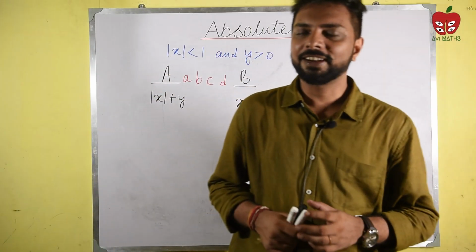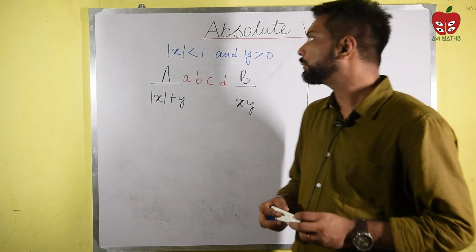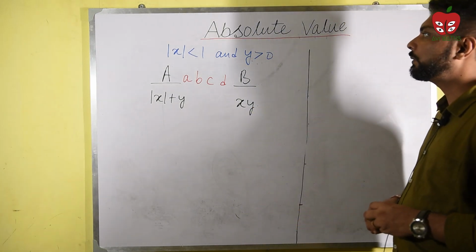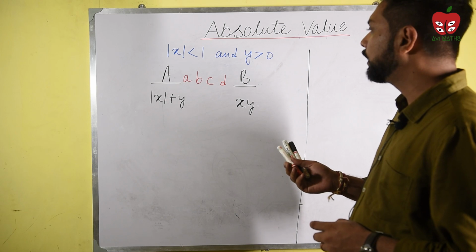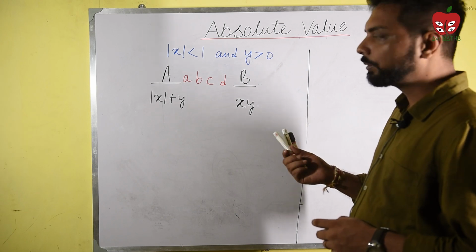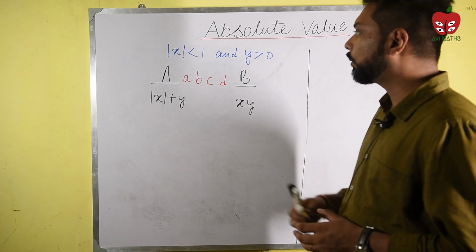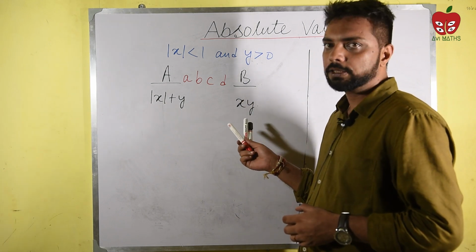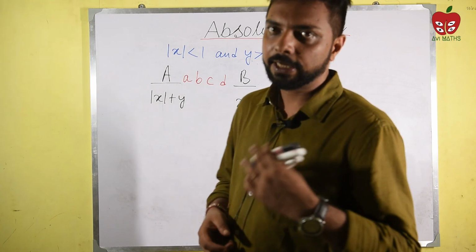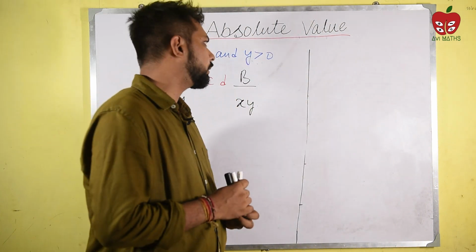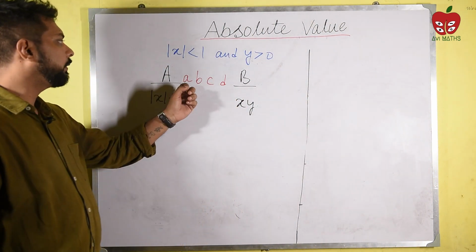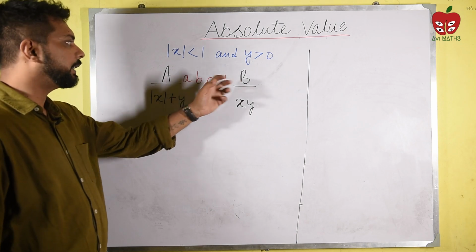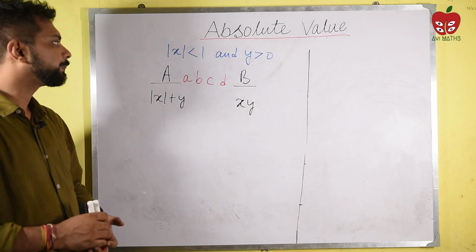Hello everyone, so let's start another question. So what is given here, guys? Mod x is less than 1 and y is greater than 0. So these are the two given things, and quantity A is mod x plus y, and quantity B is x into y. So we are going to follow the same pedagogy which we have discussed for the QC questions. In between I have written all the four options A, B, C, D.